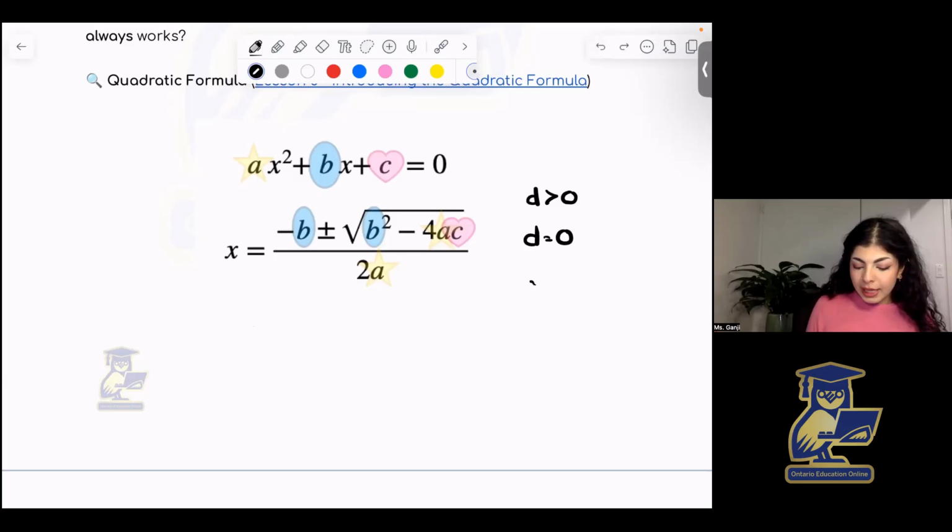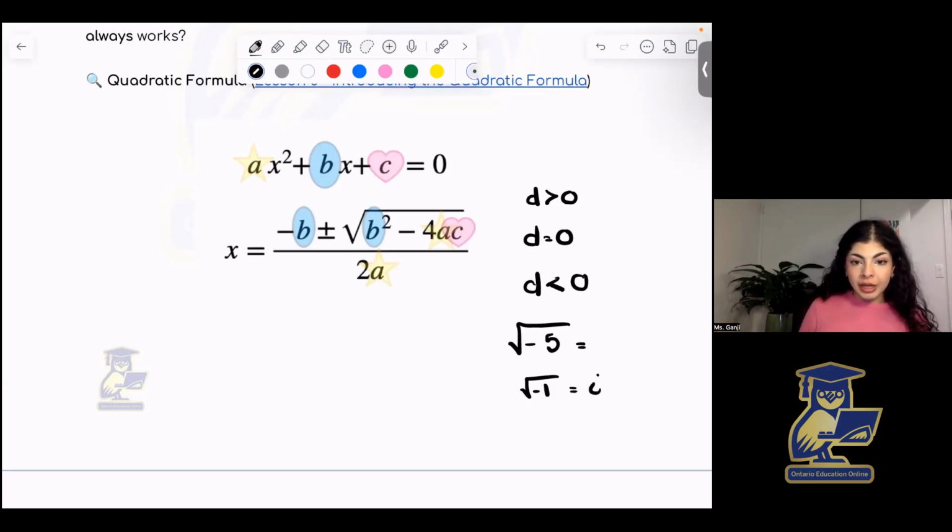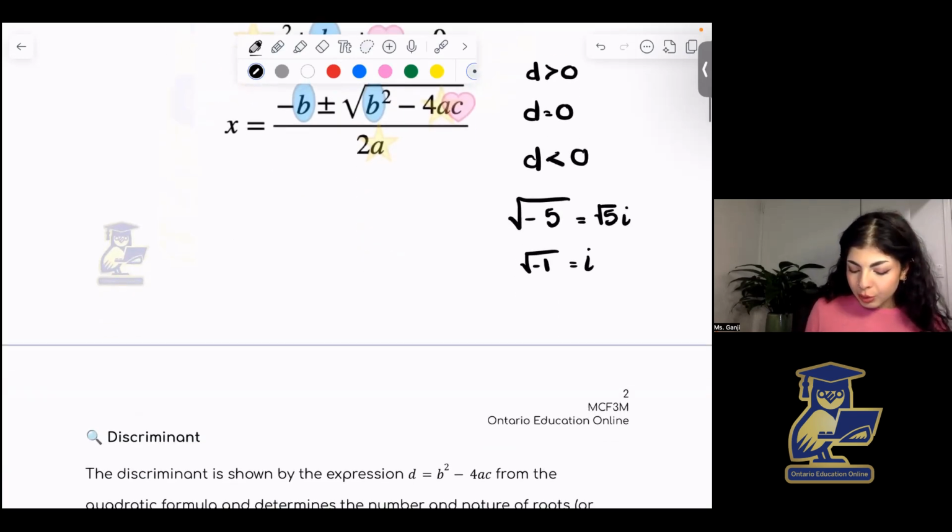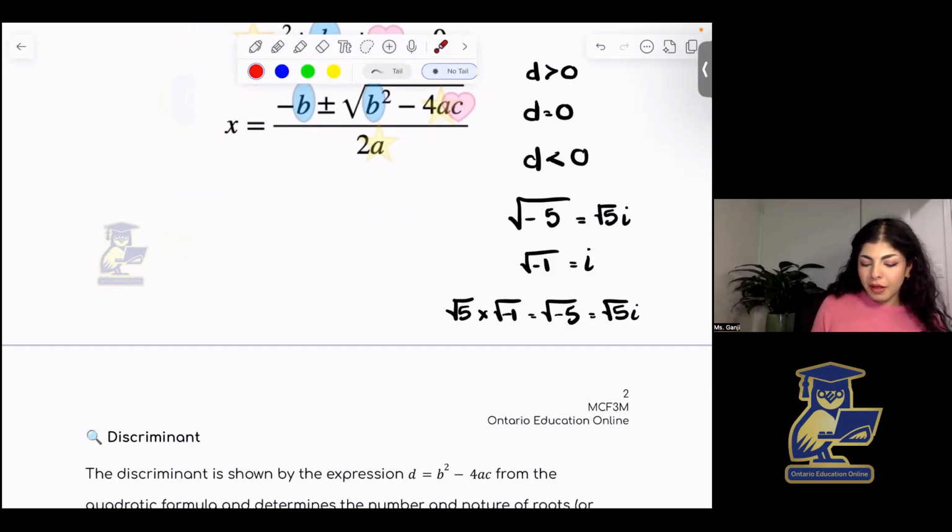And finally, if d is less than 0, we have not seen how to find square roots of, for example, negative 5. But in math, these numbers do have a name, and these are our imaginary numbers. So the square root of negative 1 itself is our imaginary number, and it's kind of like a cursive i. And so the square root of negative 5 would just be square root of 5, i. And consider that square root of 5 times square root of negative 1 is going to be square root of negative 5, because of this definition.